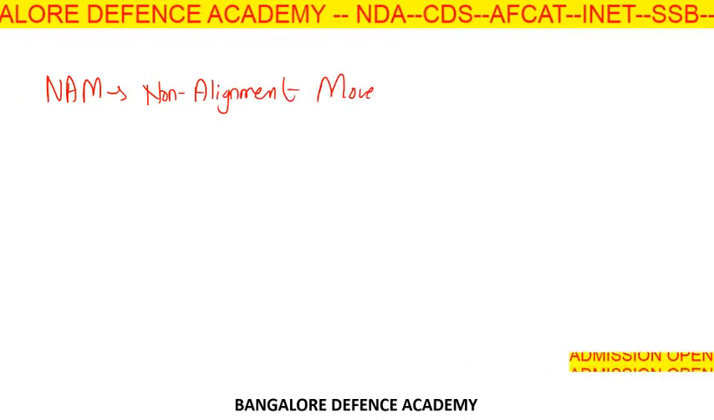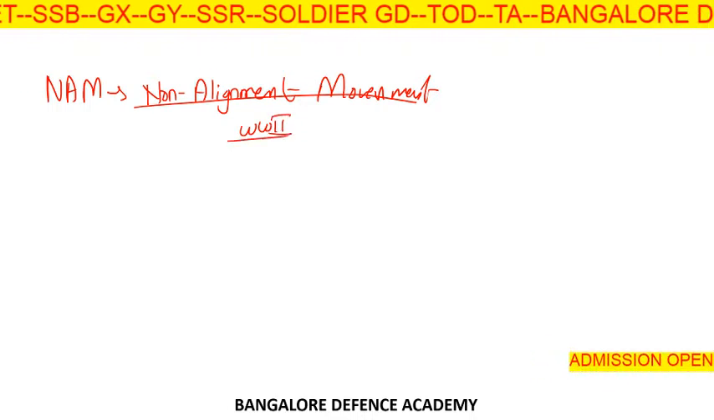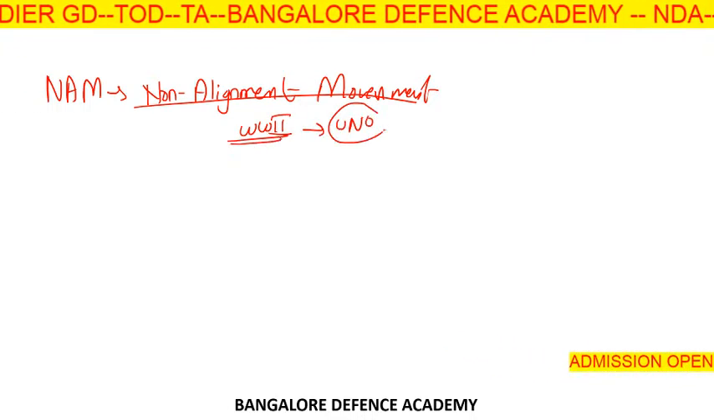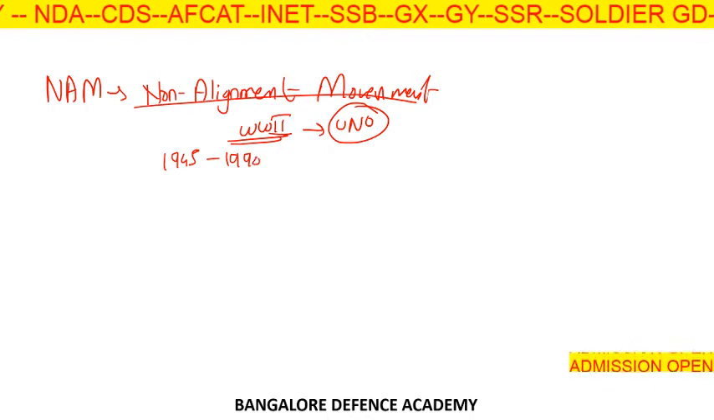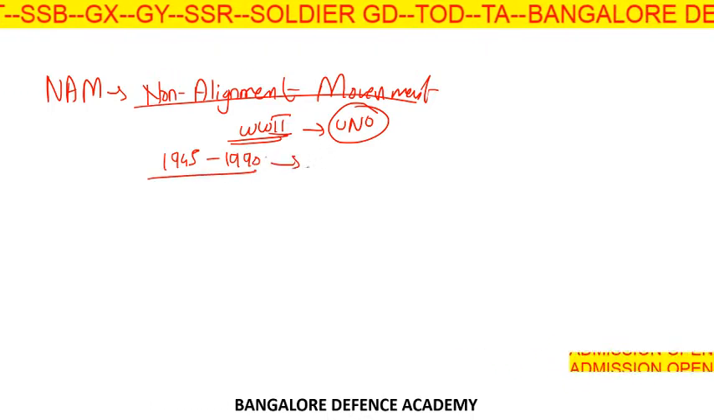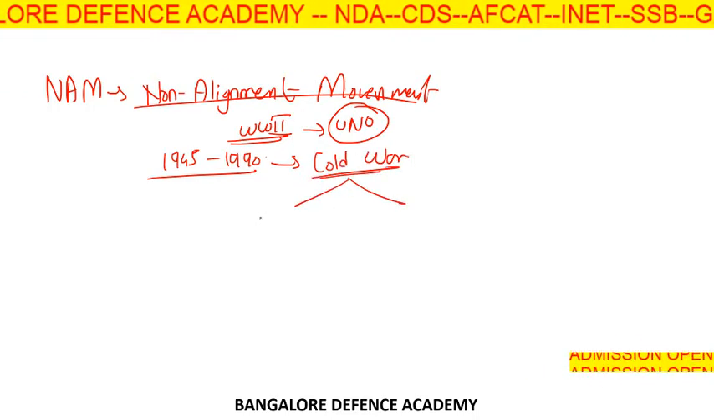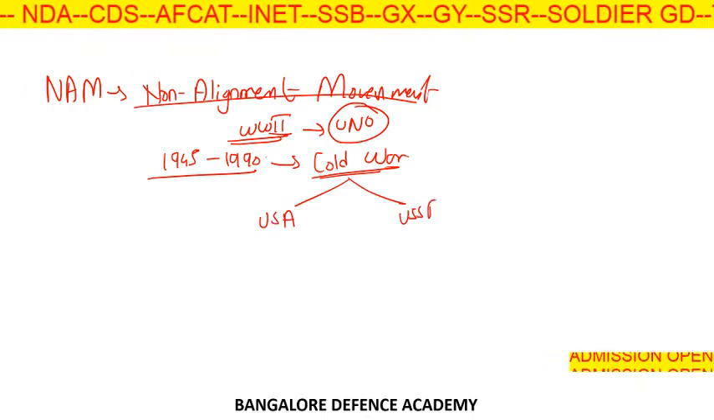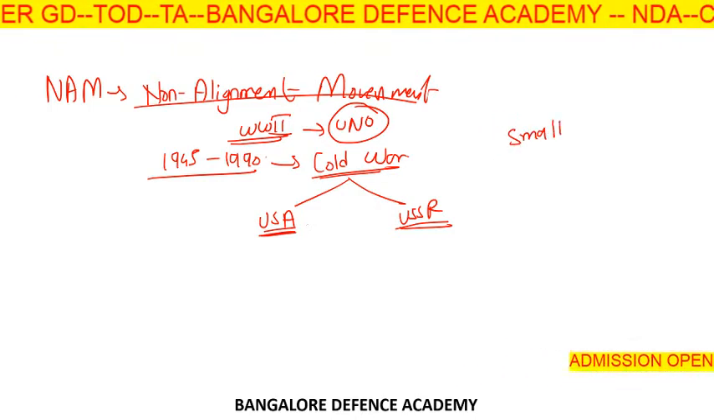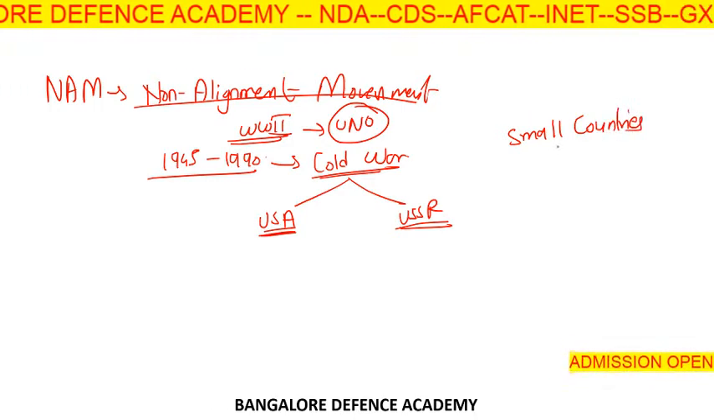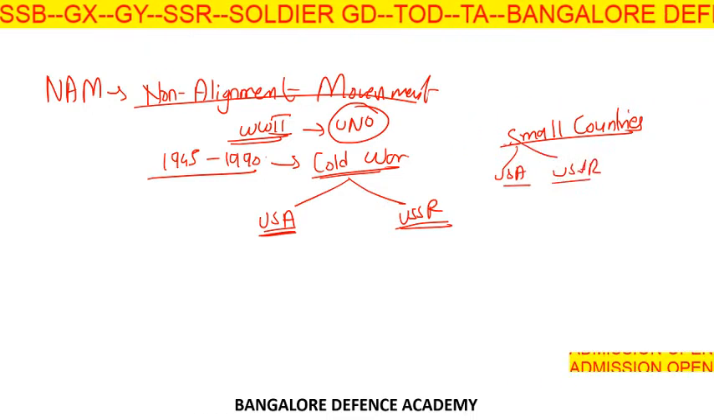Non-Alignment Movement is very, very important, and this is after World War II. What happens after World War II? We saw that there is something called UNO, but from 1945 to 1990 there was something called the Cold War, between USA and USSR. Whichever small countries got independence were either joining USA or joining USSR.